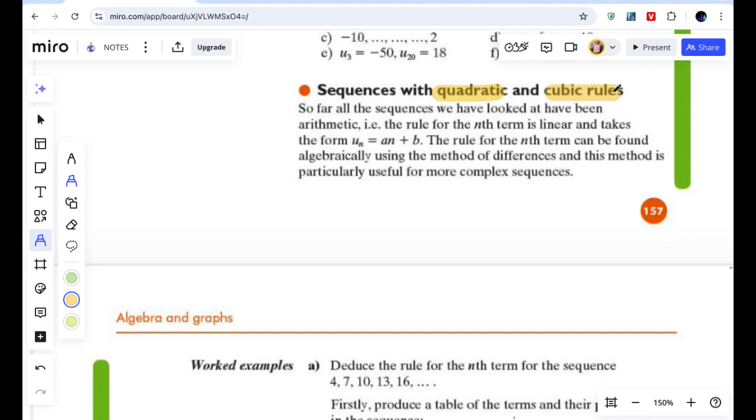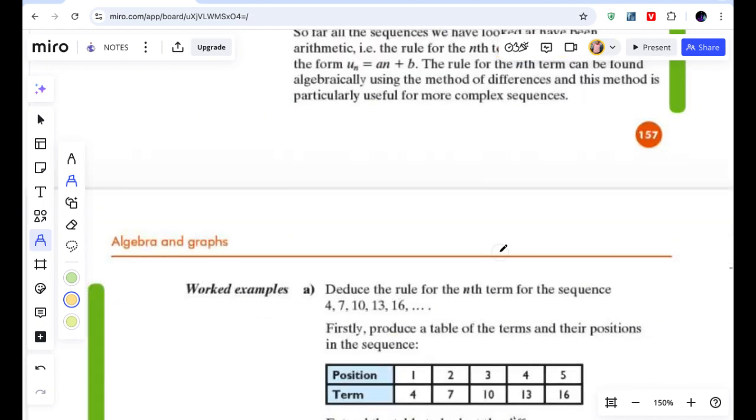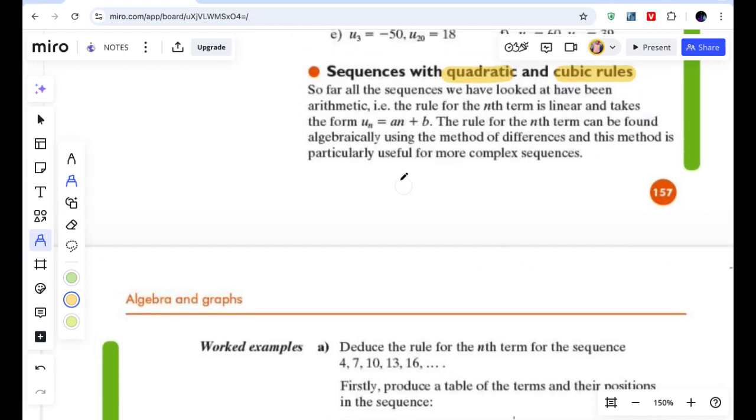But before we do quadratic sequence, let's quickly take a look at linear sequence once again. A linear sequence, like arithmetic sequence, has the nth term an plus b. So the nth term of a linear sequence is, please take note of that, an plus b.